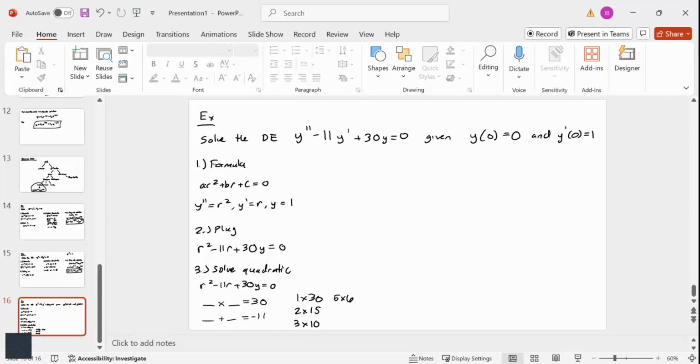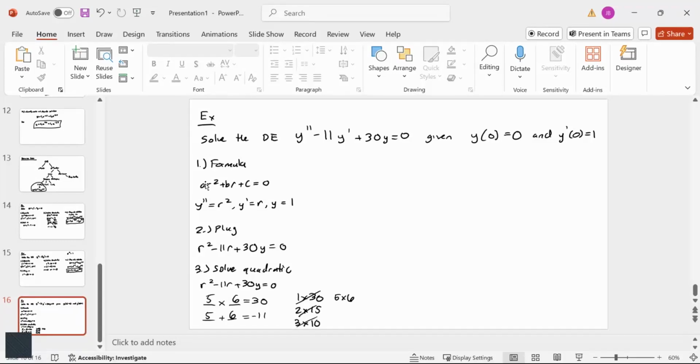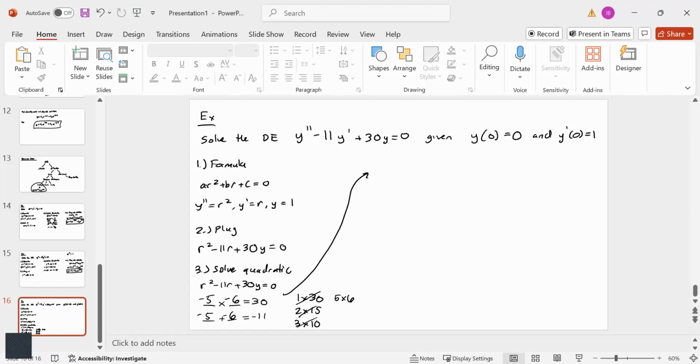Well, 30 and 1, nowhere near. 2 and 15, best I can get is 13. Nope. 3 and 10, 13. 5 and 6, 5 plus 6 is 11, so that's a good candidate, right? So then I say 5 times 6, 5 plus 6. But I want a negative 11, so I make them both negative. And then a negative times a negative is positive, so it works, right? There we go. And so what we end up getting is r minus 5 and r minus 6 equals 0. So then r equals 5 or r equals 6.